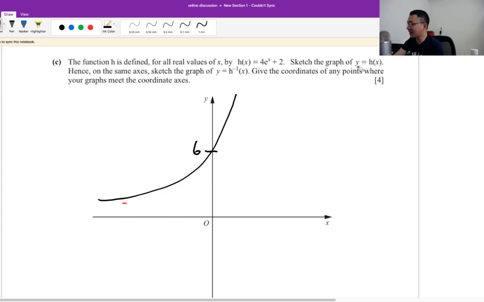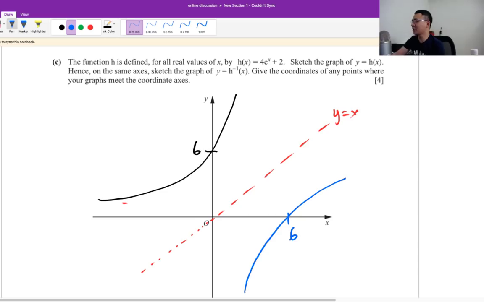Okay, so after I sketch already, hence on the same axis, sketch h inverse. We know the inverse basically is always the reflection in the line y equals x. So I will just sketch the inverse. Basically, the inverse will look similar. It will be sketched like this, passing through 6. You just imagine it's sort of a reflection over here.